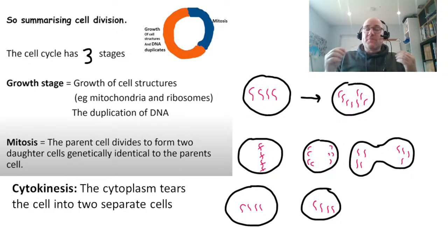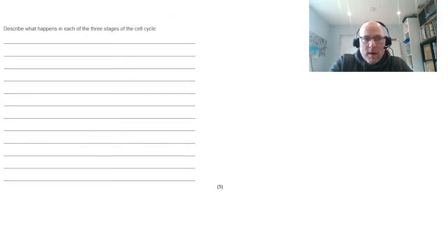So often they blend the 2 stages together, but just be aware, if they start asking you about 3 stages, they're asking you to include cytokinesis as a separate stage. All right, guys, exam question. What happens in each of the 3 stages of the cell cycle?